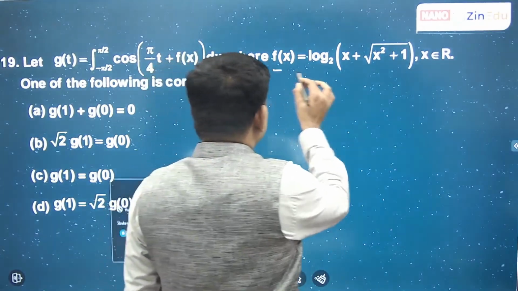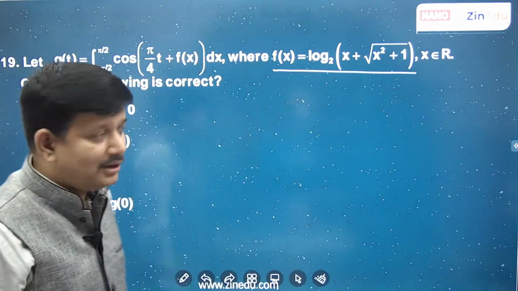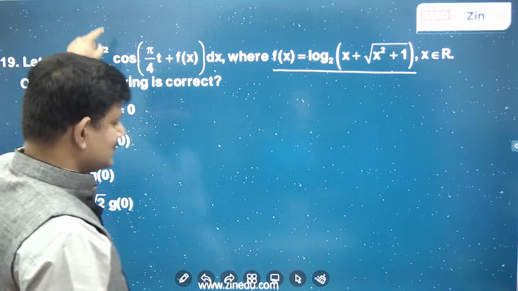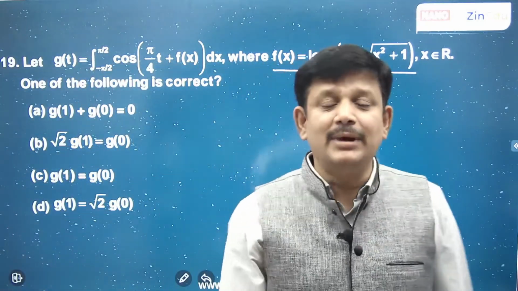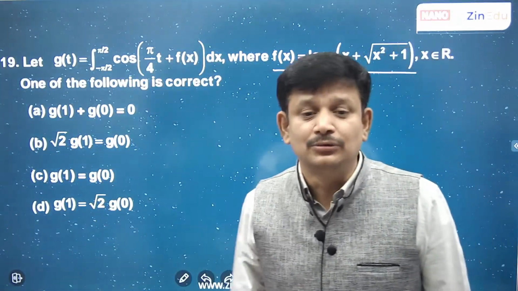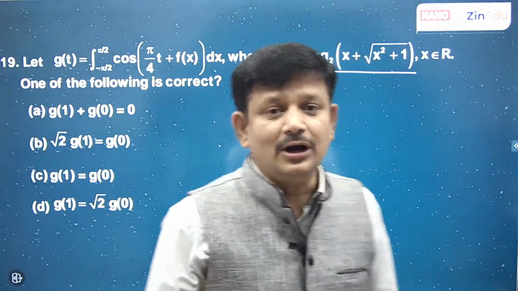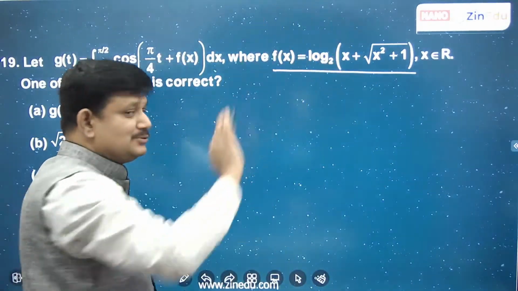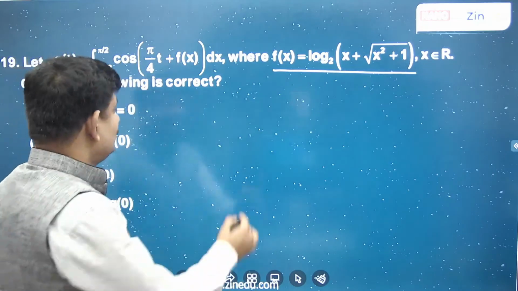All he wants to say is that f of x is an odd function. And look at the limits also, integral minus a to a, minus pi by 2 to pi by 2. So he wants you to make use of that odd function concept. So without even substituting this function, I'll just try to do this question.